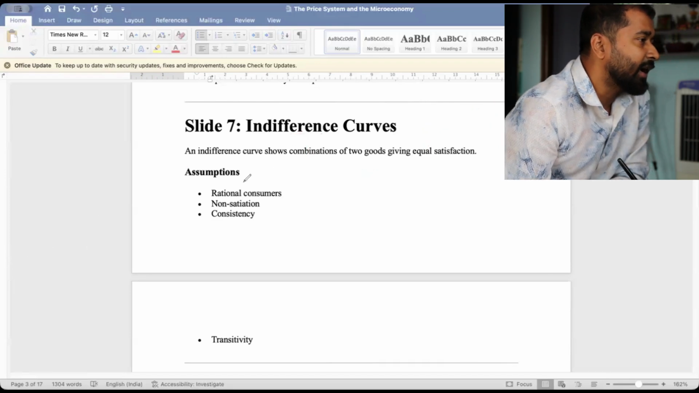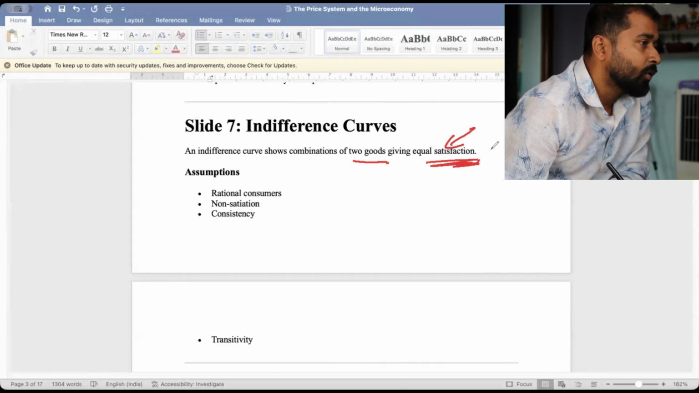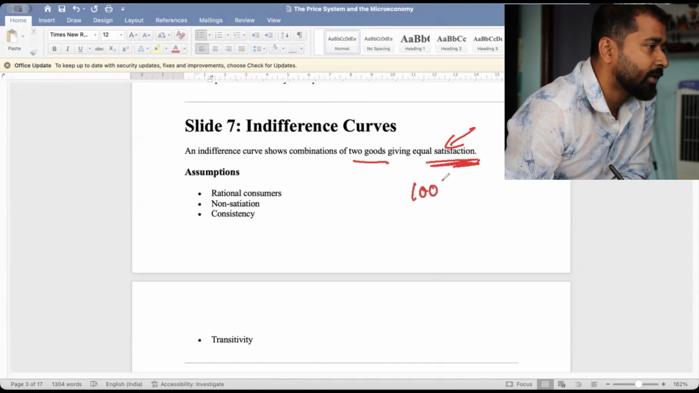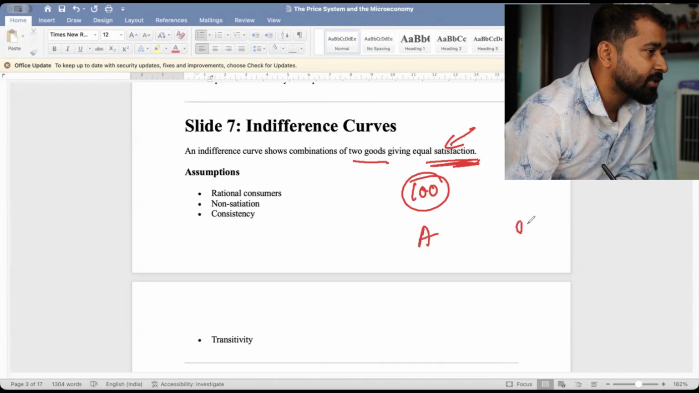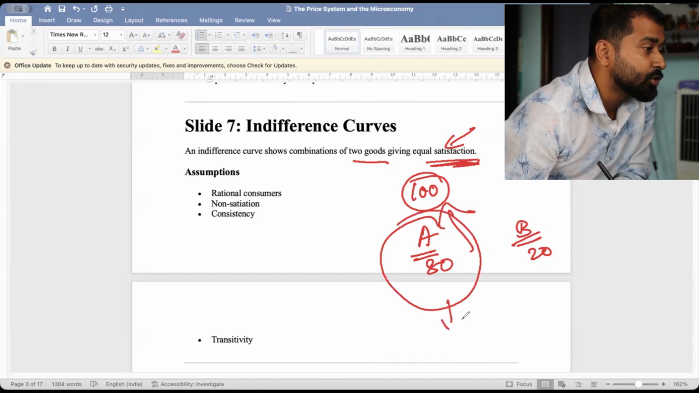That's why the IC curve, the indifference curve, shows the combination of two goods giving the same level of satisfaction. Again, notice the word satisfaction, so this is about the consumer, not the producer. Now, if you are talking about the same level of satisfaction, how is it there? The combination of the two goods gives the same level of satisfaction. For example, the total utility becomes 100. I am purchasing goods A and goods B. From goods A I got utility of 80, from goods B utility is 20. So it becomes 100. Because the goods A utility is more, I consumed more goods A. Like that, in that situation the total utility becomes 100.